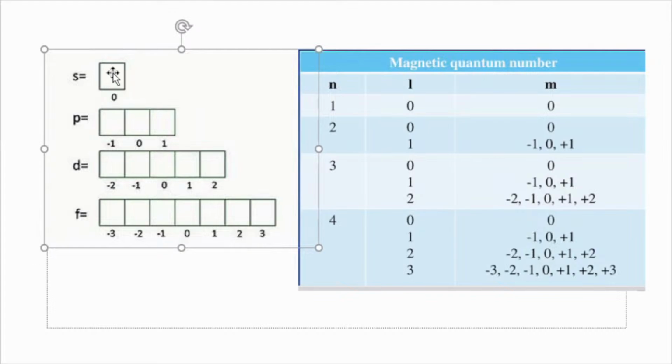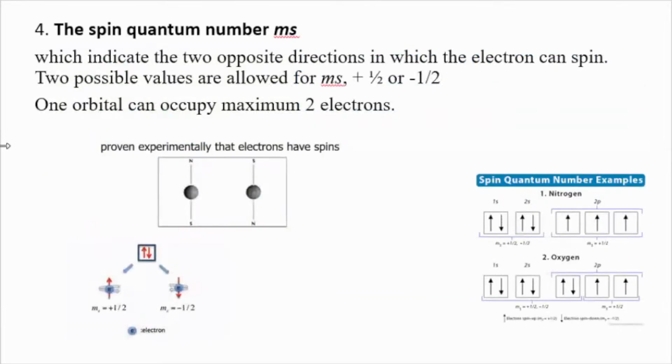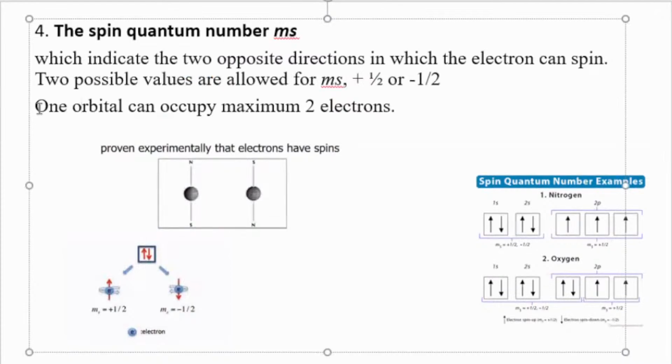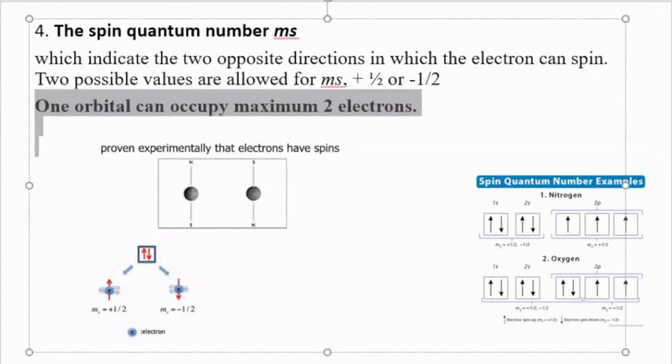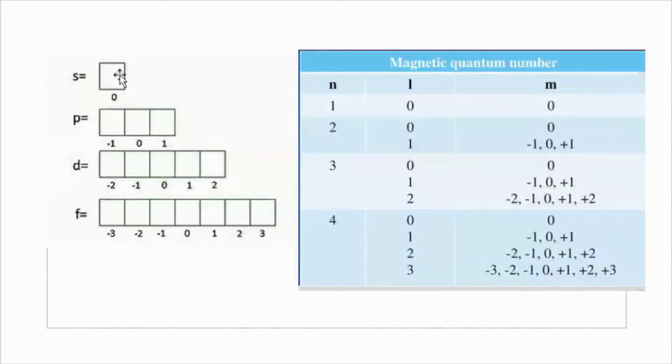One orbital can occupy maximum 2 electrons. So S can have a maximum of 2. How many electrons can P occupy? There are 3 orbitals. One orbital can occupy 2, so 2 into 3, 6 electrons. D can occupy 10 like that. F can occupy 14 electrons.